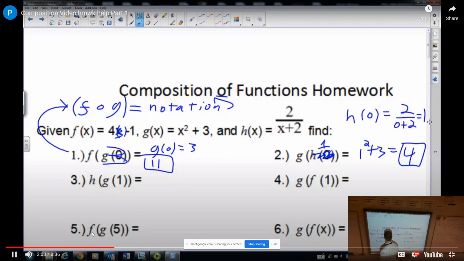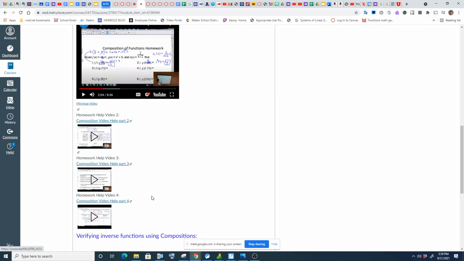Number 3, let's see if you're getting good at this. If you can do it now. So that's compositions, right? Not too bad, not too bad.